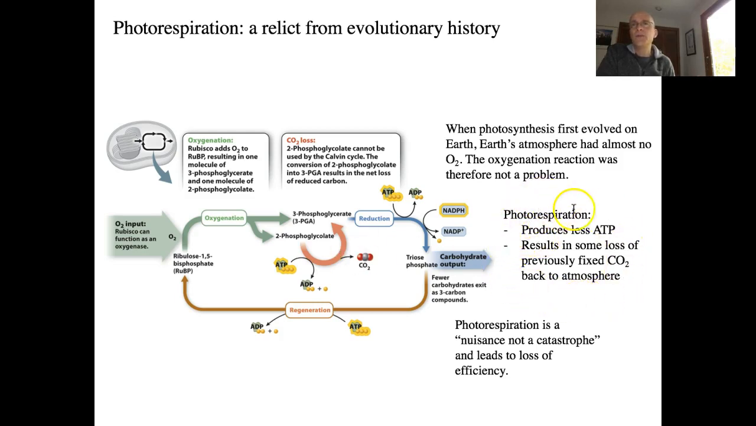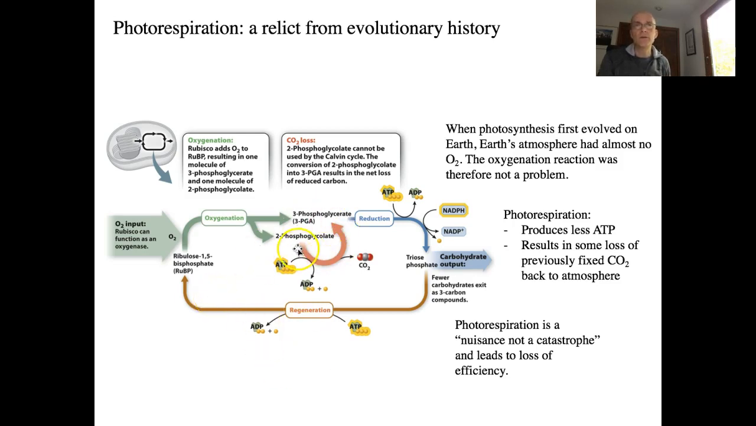And I say here that photorespiration produces less ATP overall. So with the incorporation of oxygenation, you get less ATP overall. And the result is some loss of previously fixed carbon dioxide back to the atmosphere. So if you think about photorespiration, if you remember, it's because of oxygen. It's because Rubisco can do oxygen or carbon dioxide. If you remember that it's a loss of efficiency, those will be great things to remember. That should really be all that you need to know.